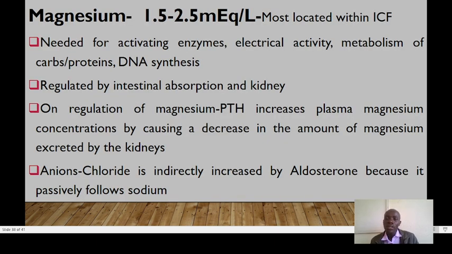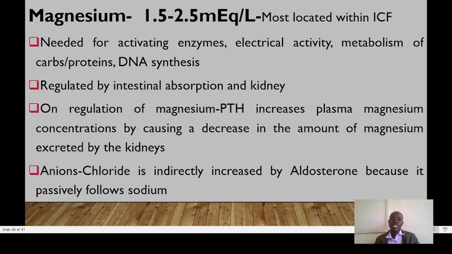The other mineral is magnesium, and the normal range is 1.5 to 2.5 milliequivalents per liter, and it is mostly located in the intracellular space. Magnesium is needed for activating enzymes, electrical activity, metabolism of the carbs, the proteins, DNA synthesis, and is regulated by intestinal absorption and the kidney. So on regulation of magnesium, you find that parathyroid hormone also increases the plasma magnesium concentration.